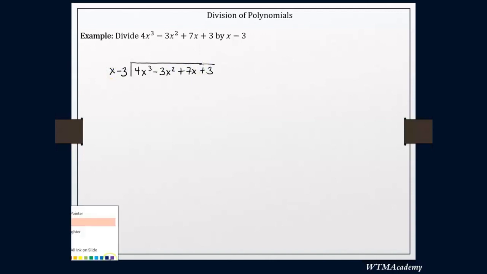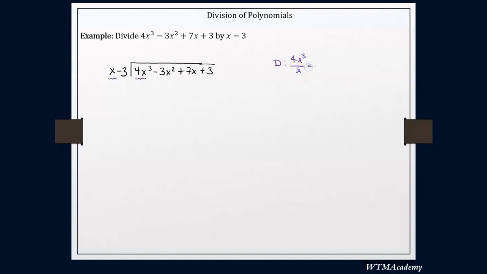So how are we going to do these processes? The very first thing is we're going to divide. Now, it might be a little difficult to see how many times x minus 3 can go into this big, huge polynomial. So we're going to take it into pieces. The only thing we're going to divide is 4x to the third by x. So we're going to divide the first term of the dividend by the first term of the divisor.